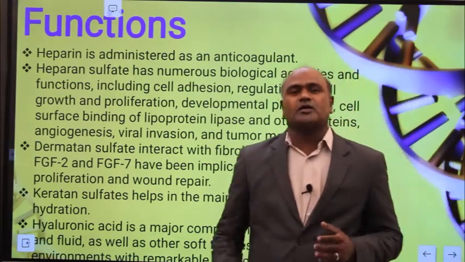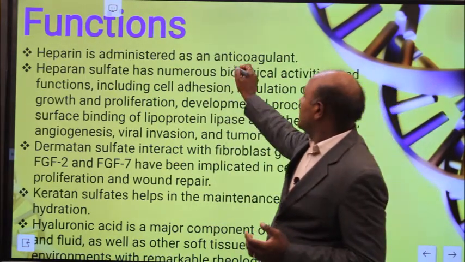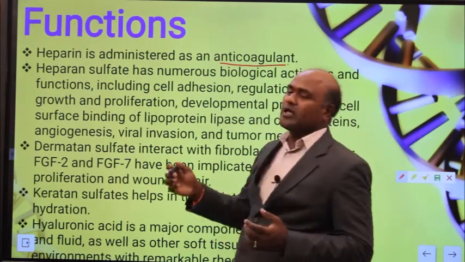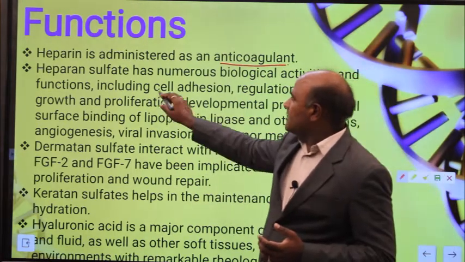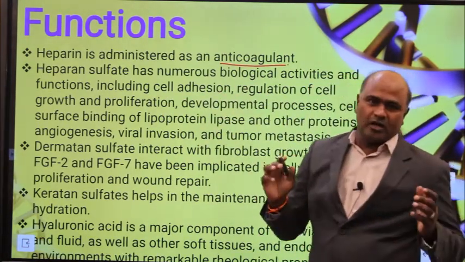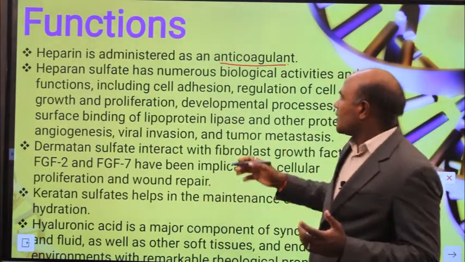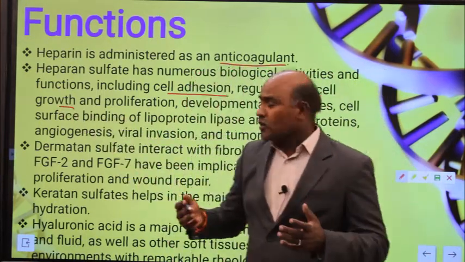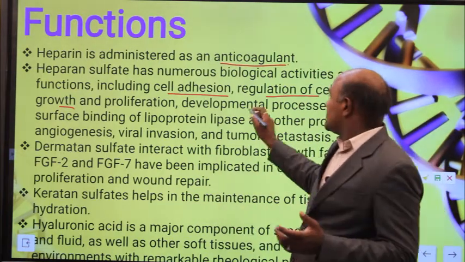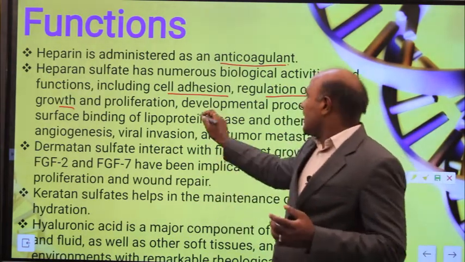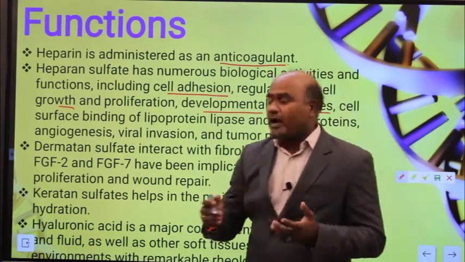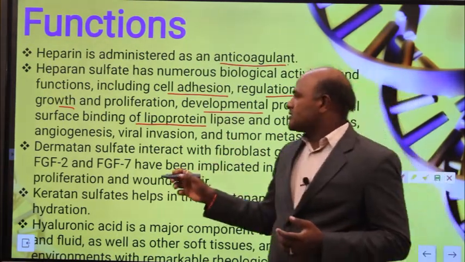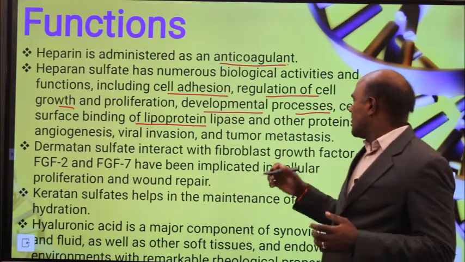And functions. What are the functions? Heparin is an anticoagulant, and it is used as an anticoagulant. Heparan sulfate has numerous biological activities, including cell adhesion, regulation of cell growth and proliferation, developmental processes, cell surface binding of lipoprotein lipase and other proteins, angiogenesis, viral infection, and tumor metastasis.